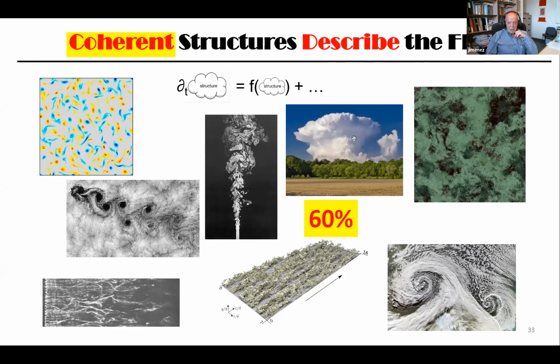For example, you have here a cloud. This is atmospheric convection, and you know that storm clouds are important. You see the same thing here in two-dimensional turbulence. You see your structures in the waves. You have here streaks in wall-bounded turbulence, body waves, things like that. When you look at how much of the flow, how much energy, is explained by this structure, 60% is a typical number, between 50% and 60% of the kinetic energy, for example, for the Reynolds stresses in wall-bounded flow, is explained by this thing that you will call coherent structure.